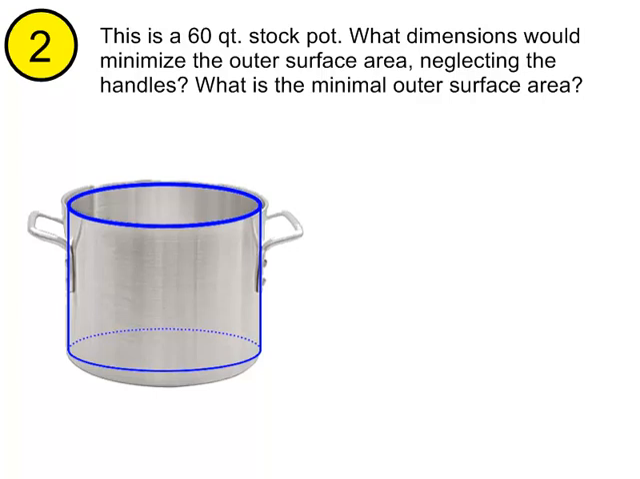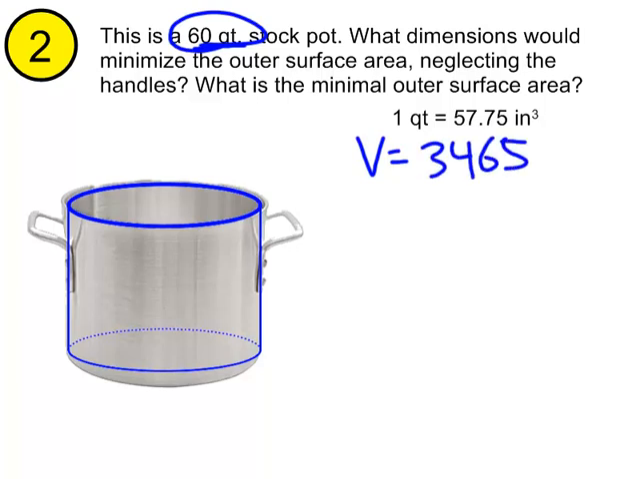One thing I just realized I forgot to mention is that since quarts are not a very friendly unit of measure for us to deal with here in calculus, we're going to go ahead and use the conversion factor that 1 quart is about 57.75 cubic inches. So for this 60 quart pot here, that means that the volume is actually going to turn out to be 3,465 cubic inches according to that conversion factor.